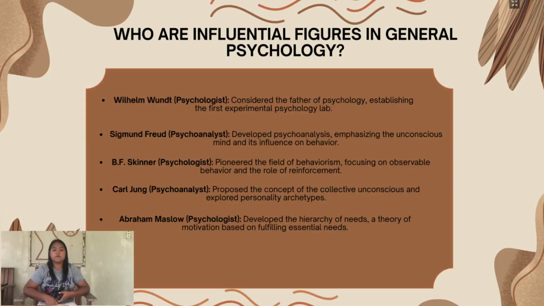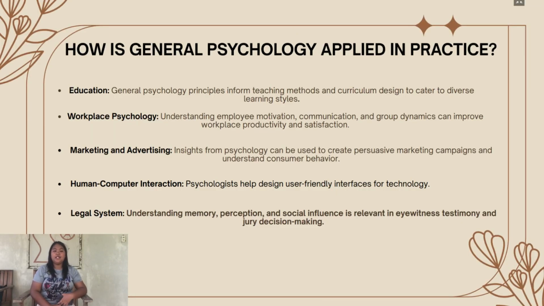These are the influential figures in general psychology. It involves Wilhelm Wundt, psychologist, Sigmund Freud, psychoanalyst, B.F. Skinner, psychologist, Carl Jung, psychoanalyst, and Abraham Maslow, psychologist. How is general psychology applied in practice? It involves education, workplace psychology, marketing and advertising, human-computer interaction, legal system, understanding memory.